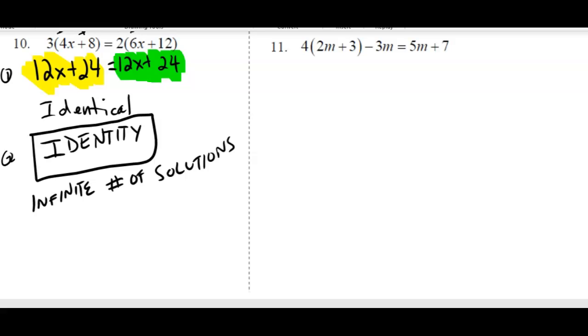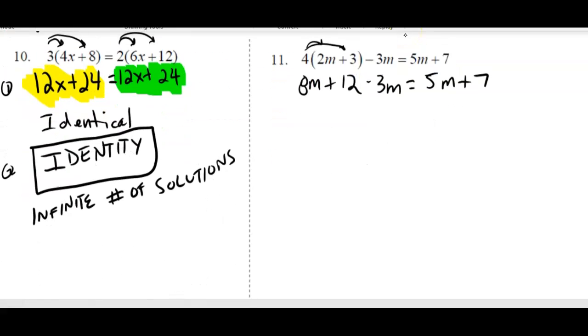Okay, now there's another one here where it doesn't matter what you do, you're not going to be able to get a solution. So come over here, and again, I do my distributive property, and that leaves me with 8m plus 12. Okay, and this 3m just drops down. So I just did my distributive property first.